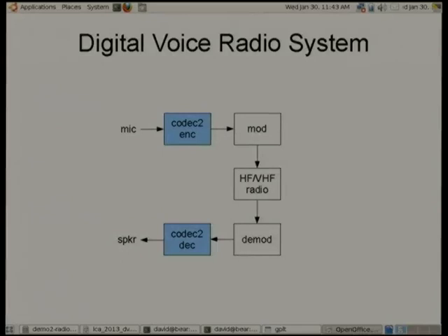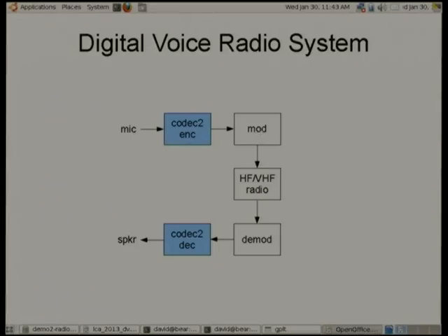Okay, so this is a typical digital radio system. First thing is we have some analog speech that's sampled by a microphone, and that enters the speech codec, in this case the Codec 2 encoder, where it gets compressed down to a low bit rate, something like 1400 bits per second. It then goes into a modulator. Now that takes the bits and converts them into a series of audio tones that can then be sent through some sort of analog radio system, over an analog radio channel.